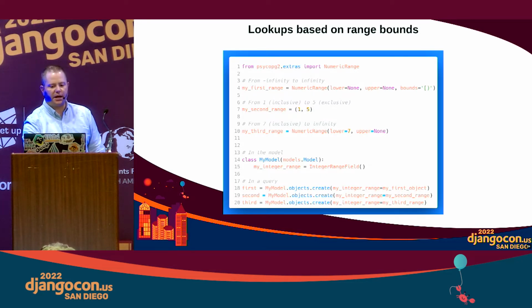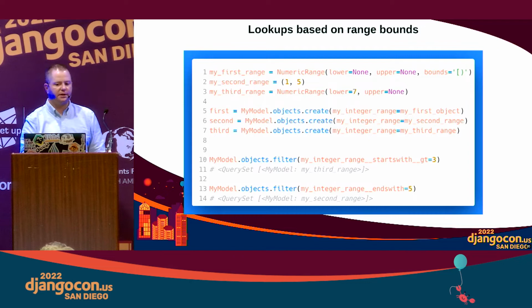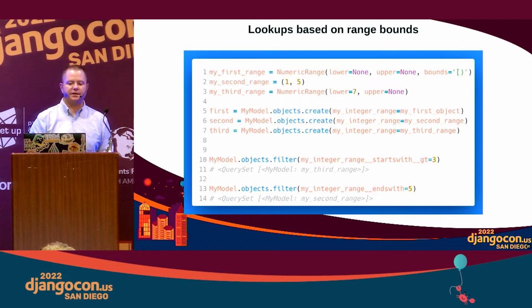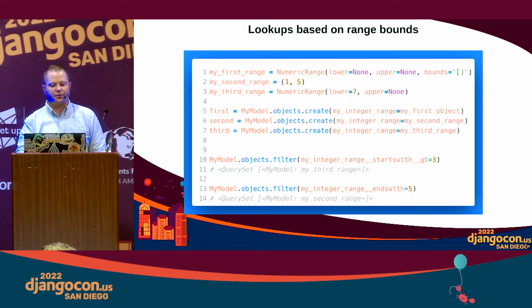We create a few objects in my model using those, and then on this next page, you can see how we are using the starts with and ends with. So if we look at starts with, we can add on additional lookups like greater than, less than, greater than or equal to. In this case, we're looking for any of those three that is greater than 3 in that lower value. And obviously the last one fits that category. And then ends with equals 5 there. The only one that matches with that is the second range.